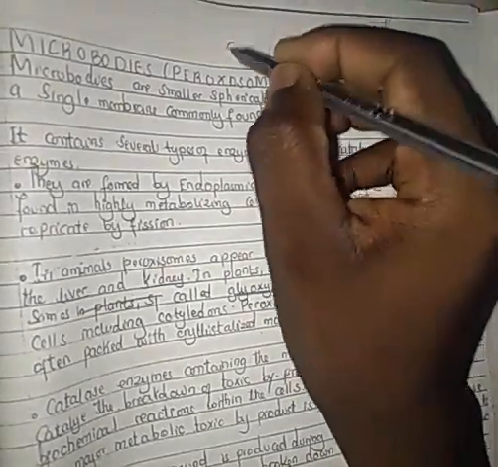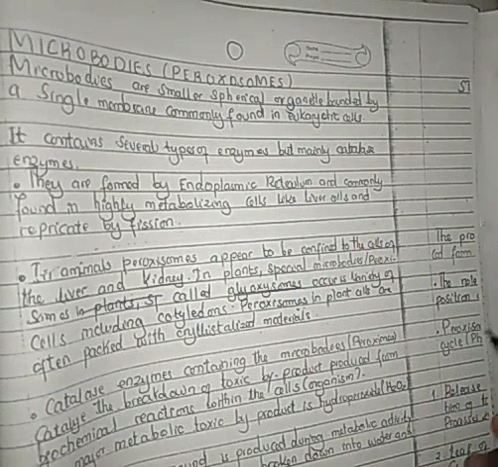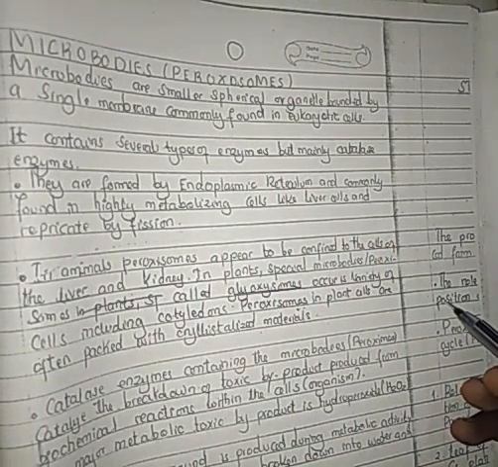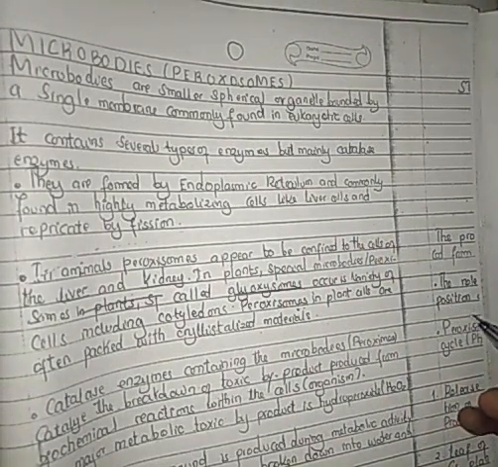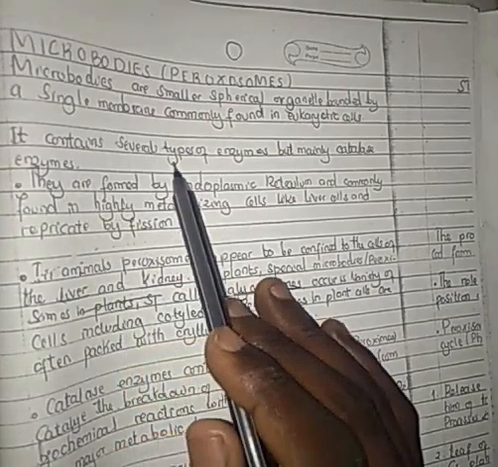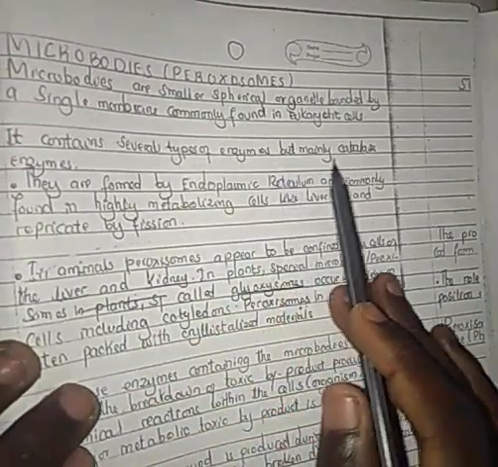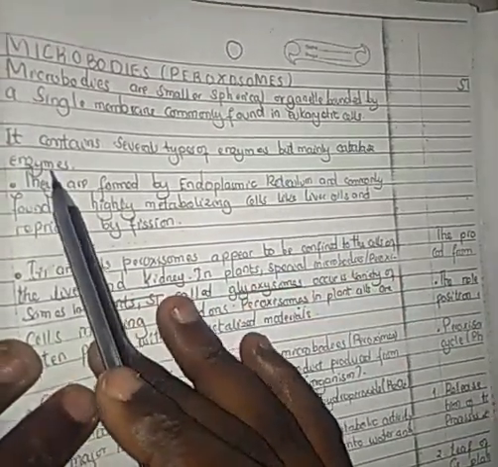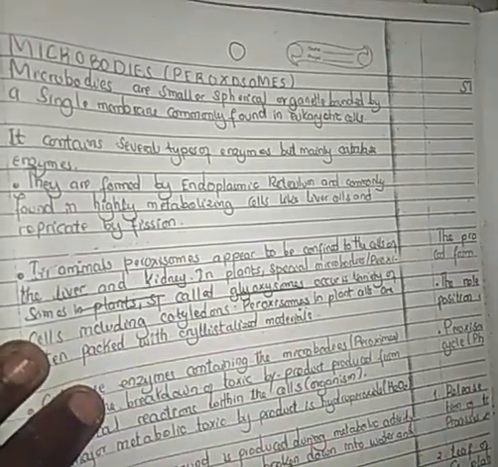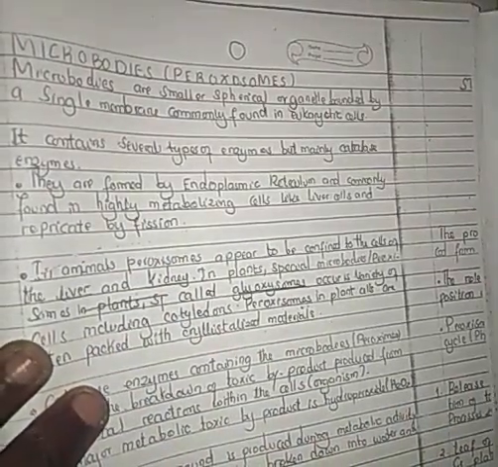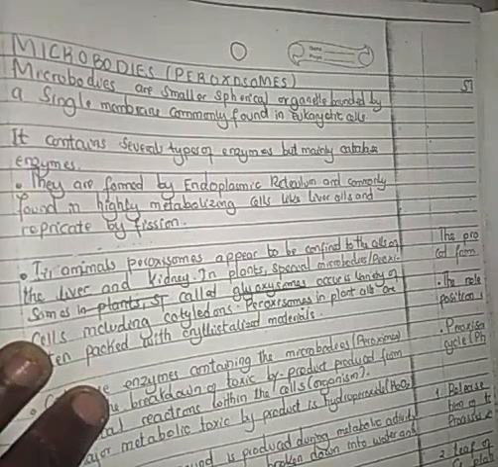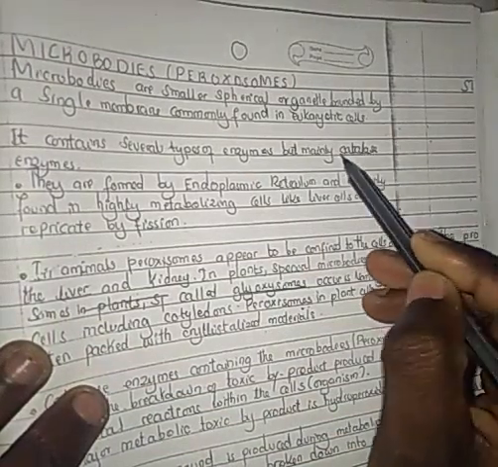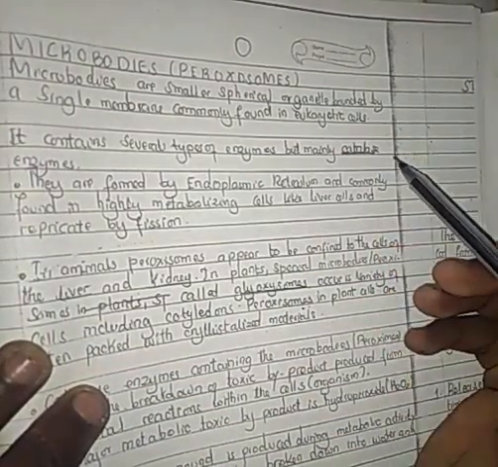They appear just like lysosomes, but the difference is their content and what they are doing. They contain several types of enzymes, but mainly the catalase enzyme. In lysosomes we said they contain hydrolytic enzymes, but here they contain catalase. We shall see what the function of catalase is.